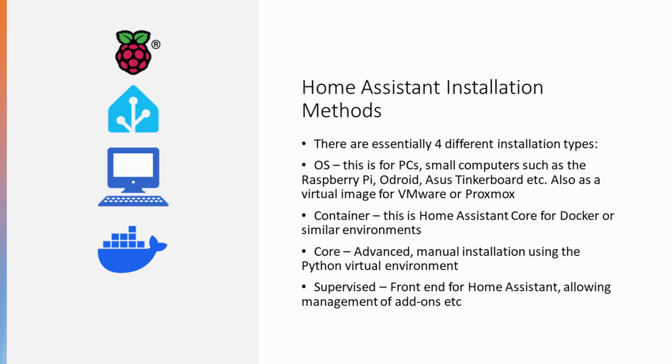There are essentially 4 different installation types. OS. This is for PCs, small computers such as the Raspberry Pi, Odroid, Asus Tinkerboard, etc. Also a virtual image for VMware or Proxmox. Container. This is Home Assistant Core for Docker or similar environments. Core. Advanced manual installation using the Python virtual environment. Supervised. Front end for Home Assistant, allowing management of add-ons, etc.